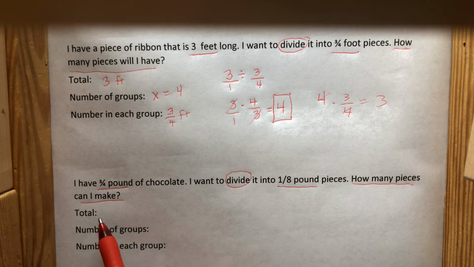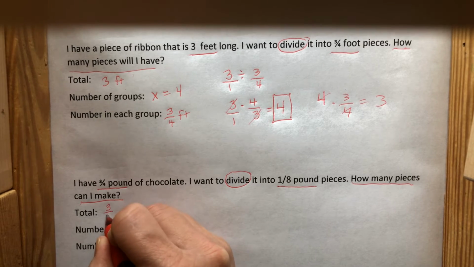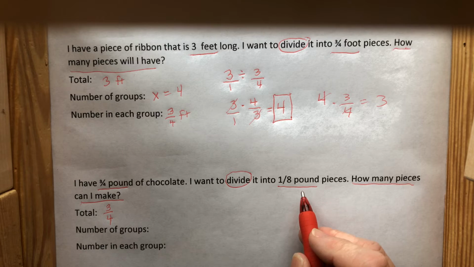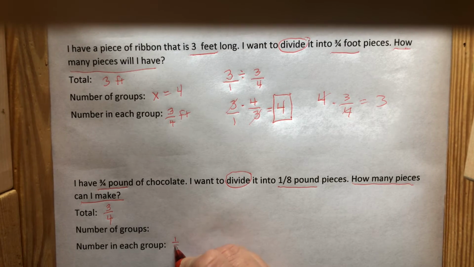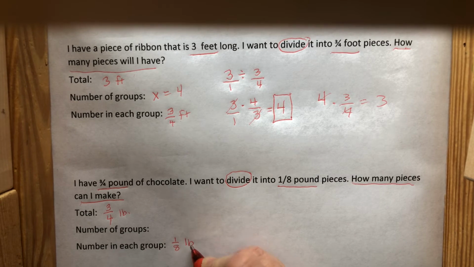So I need to see what are my total, number of groups, and number in each group. My total is 3/4 of a pound. That's all of the chocolate I have. That's my total amount. Now I'm going to split it up. I'm going to divide it into groups. And how much am I going to put in each group? 1/8 pound. So I'm going to put my unit up here. LB is the abbreviation for pound. So I'm going to put 3/4 pound is my total, 1/8 pound in each group, and x is my number of groups. That's what I want to find out.